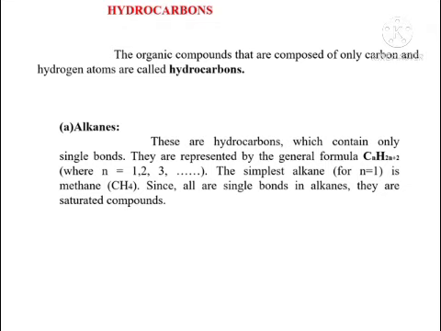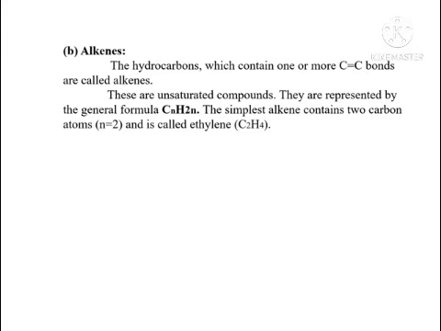General representation: CnH2n+2. Here n means 1, 2, etc. The first alkane is CH4, named methane. The second type of hydrocarbon is alkene. That means a hydrocarbon containing one or more carbon-carbon double bonds.